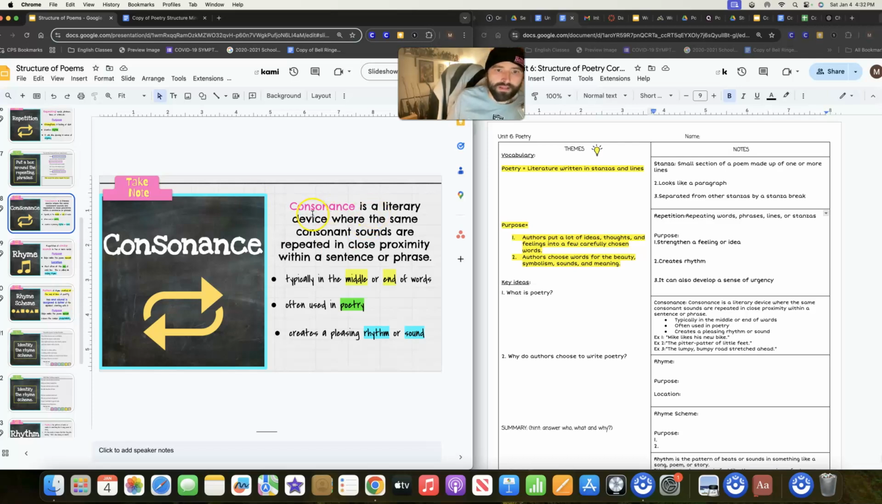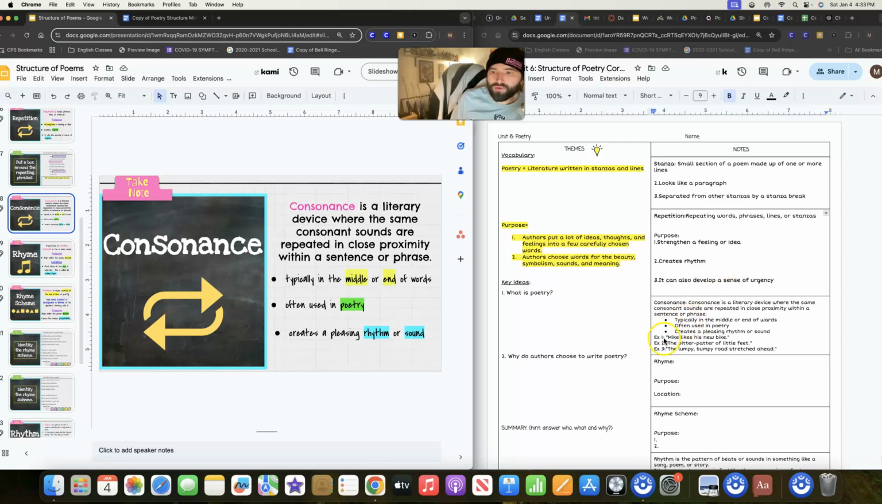Okay, so consonance is a literary device where the same consonant sounds, right? Anything that isn't a vowel, are repeated in close proximity within a sentence or phrase. It is typically in the middle or end of words. It's not at the beginning. It is often used in poetry. That's why we're talking about it. And it creates a pleasing rhythm or sound.